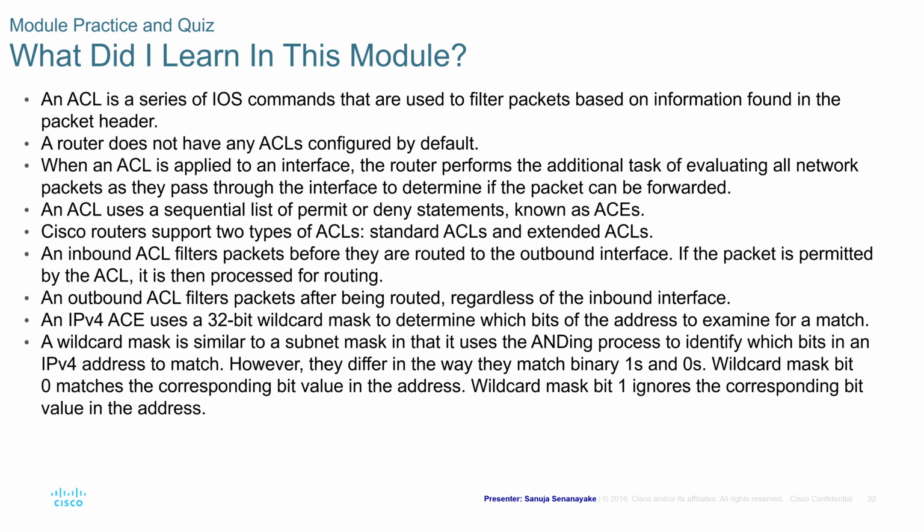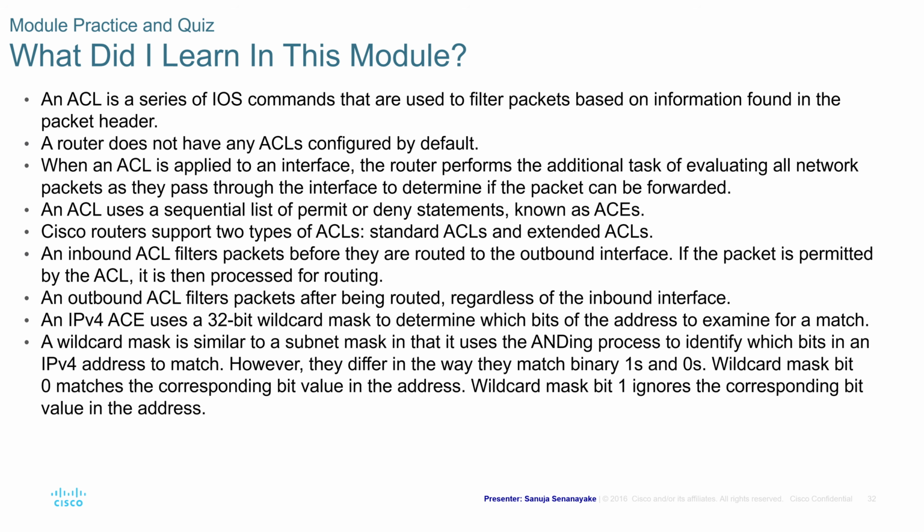We learn about how an inbound ACL filters packets before they are routed to the outbound interface. So if the packet is permitted by the ACL, it is then processed for routing, while the outbound ACL filters packets after being routed, regardless of the inbound interface, and then makes the determination.